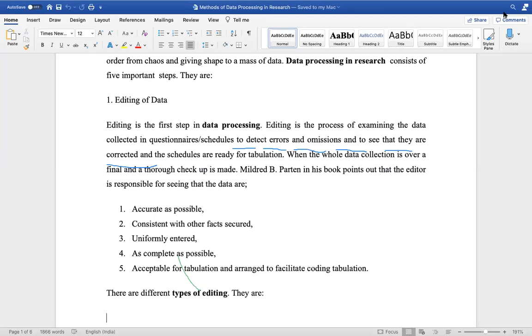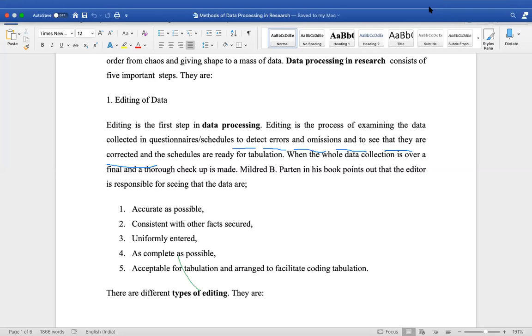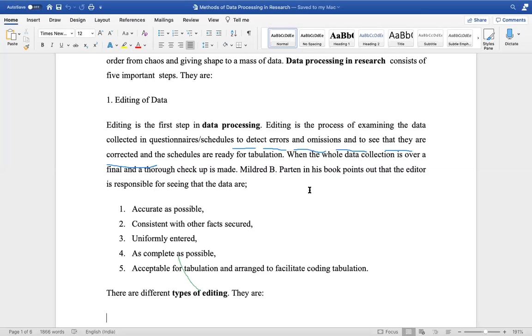All these things will have to be surveyed. So I will have the data collected in 3 or 4 phases, and they have to be consistent. एक time एक reading आता है, दूसरा time दूसरा reading आता है, then it is not consistent, right? So there has to be consistency with other facts. And the data has to be uniformly entered. It has to be keyed into the computer, and every information has to be as complete as possible.